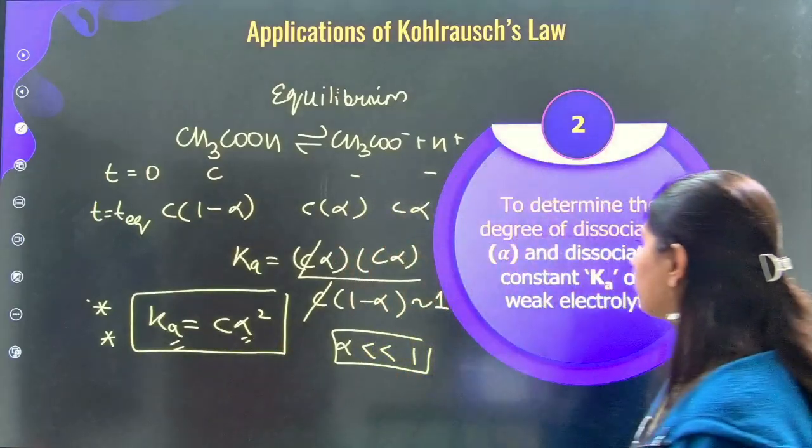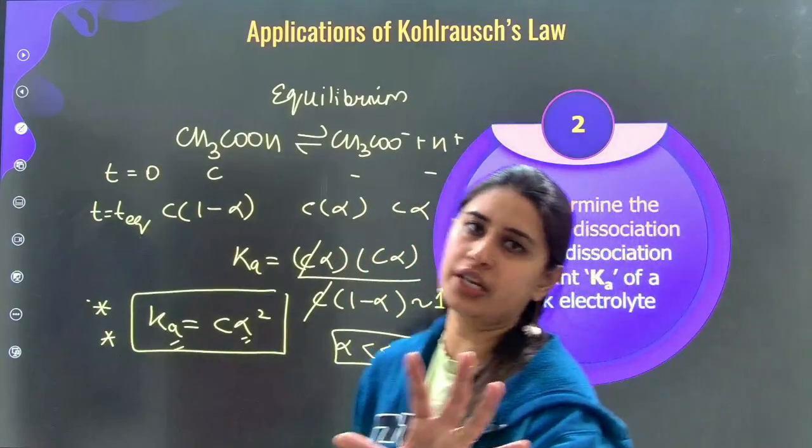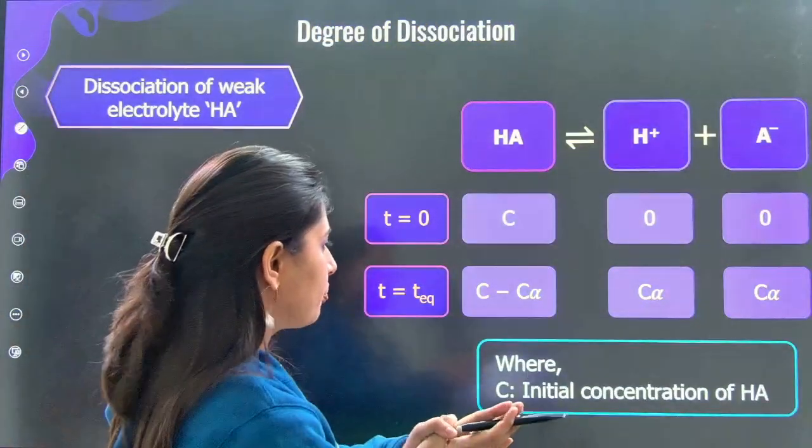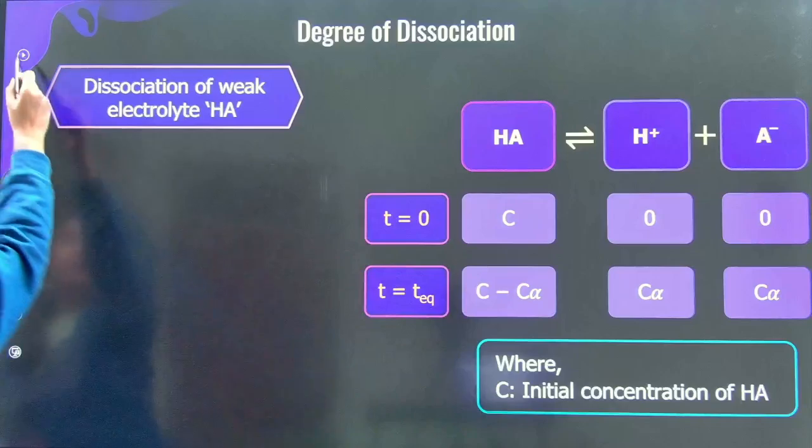Now, the question is, how do we find out alpha? That's the question that we have to decode. We can make use of the lambda naught that we are finding out. So, please check. This is what I just discussed with you for a weak electrolyte.